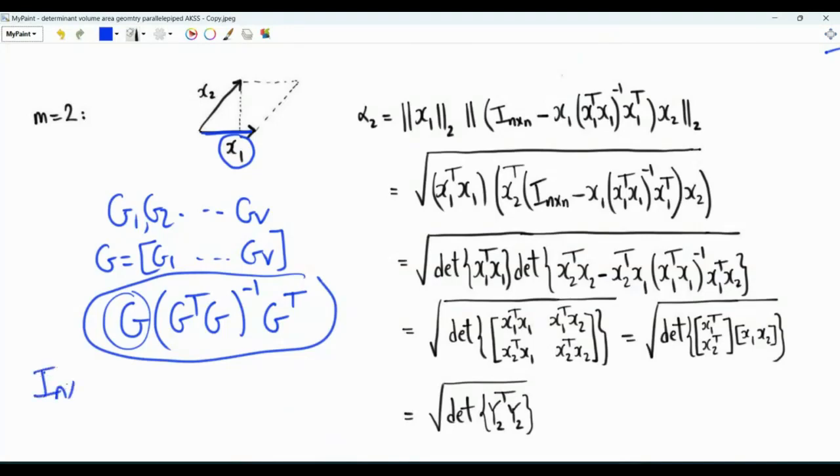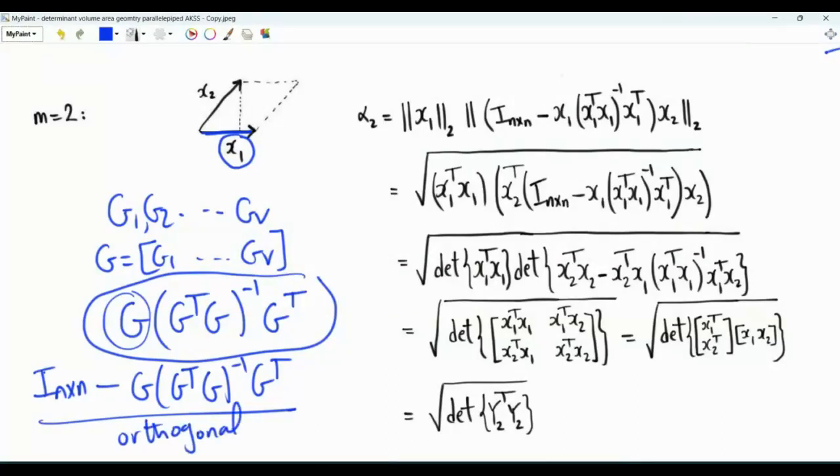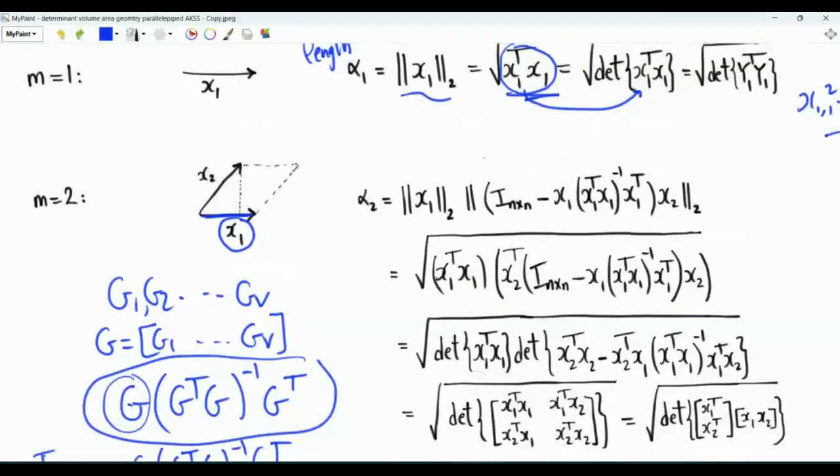If we have identity of size n by n minus this matrix, then this is an orthogonal projection matrix, an orthogonal projector that takes a vector in the n-dimensional space and projects it onto the subspace orthogonal to the range of matrix G. Those orthogonal projection matrices are symmetric. They have eigenvalues that are either 0 or 1, and they are idempotent. If we square them, then we get the same matrix back. So this is the idea that we use here.